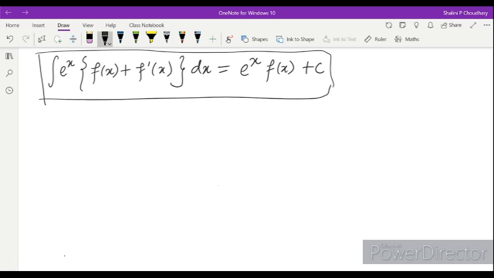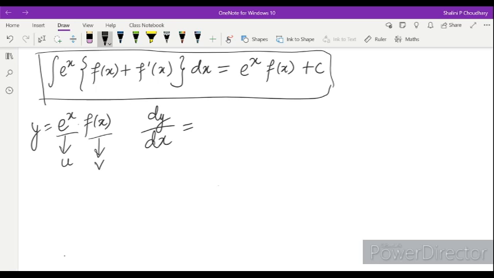Now we'll talk about differentiation. How to find the derivative if y is equal to e to the power x into f of x, that is a function of x. Then what will be the value of dy by dx? How will we do this? If we have two functions u and v, and y is equal to u into v, in that case what will be the value of dy upon dx, that is the derivative of y with respect to x?